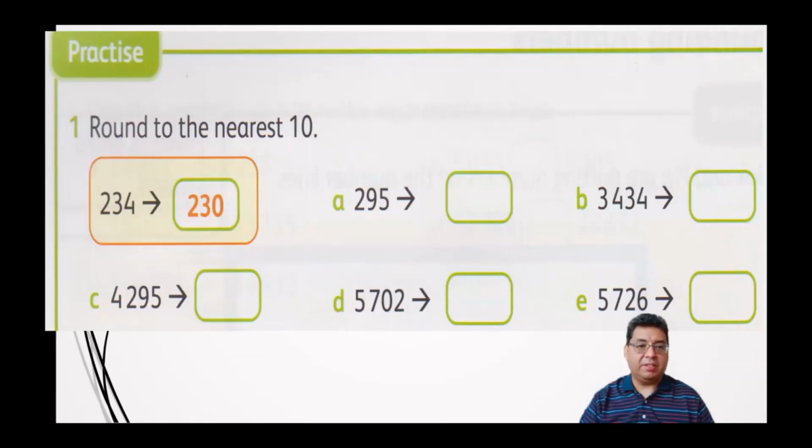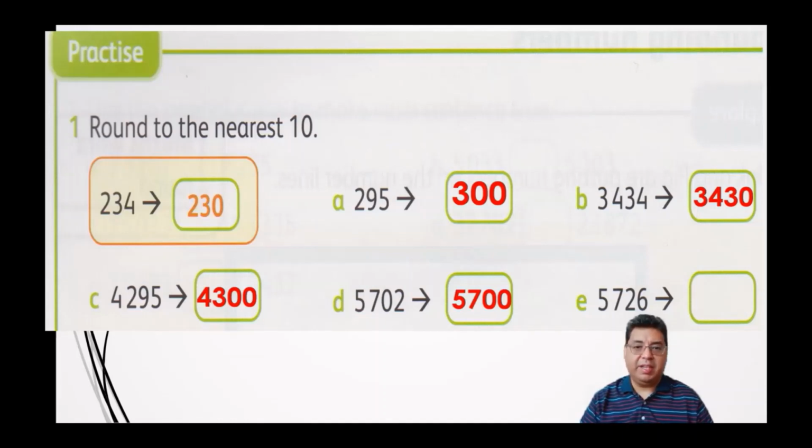Okay, so I've got some little practice activities to do real quick, and then I'll show you the bonus activity. So we're just going to round to the nearest 10 here. For letter A, we're going to round 295 to the nearest 10, which is 300. For letter B, 3,434 rounded to the nearest 10 is 3,430. For letter C, 4,295 rounded to the nearest 10 is 4,300. For letter D, 5,702 rounded to the nearest 10 is 5,700. And for letter E, 5,726 rounded to the nearest 10 will be 5,730.